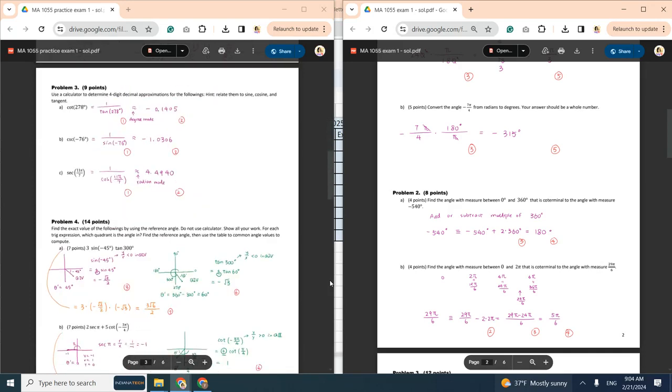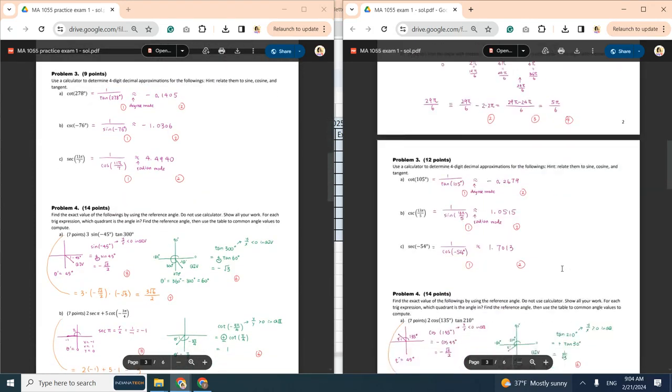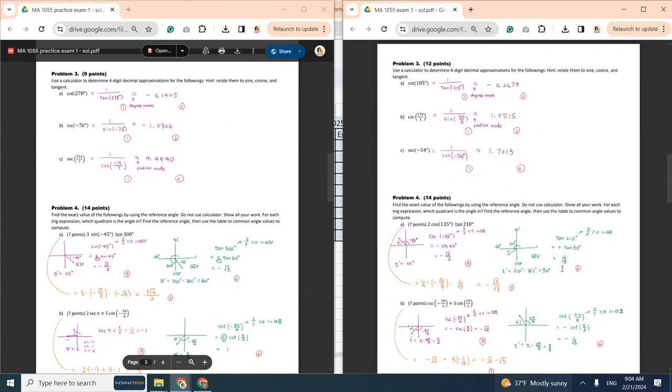So make sure you understand the problems on the practice exam. And then the actual exam, I just changed the numbers. Sometimes I change the trig function. But for this part, when you use your calculator, make sure you're in degree mode or radian mode.